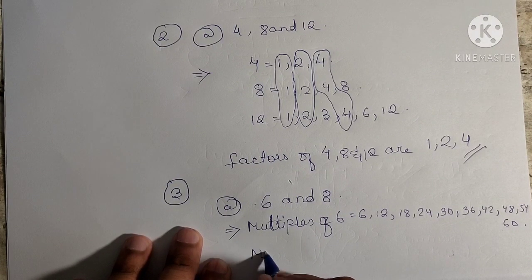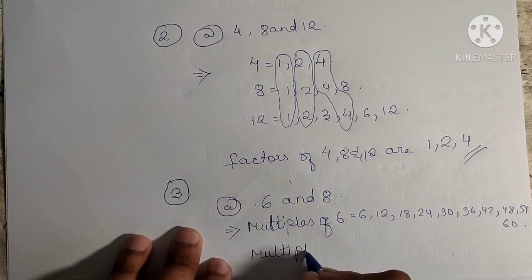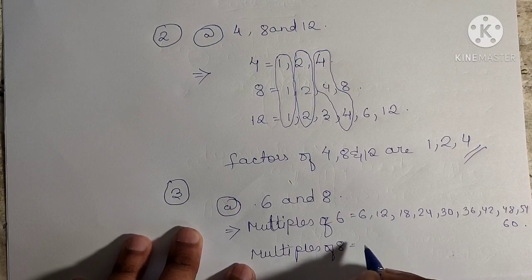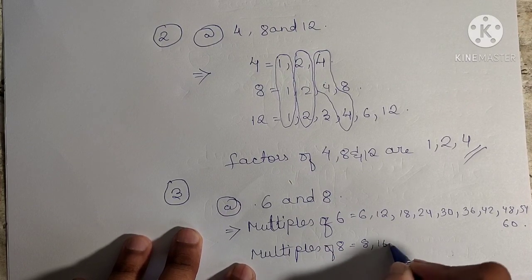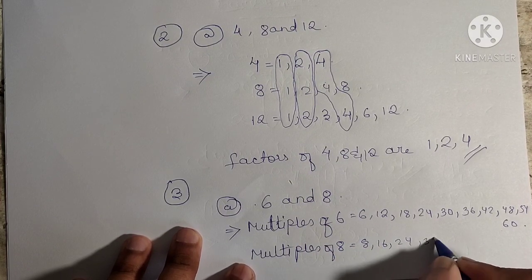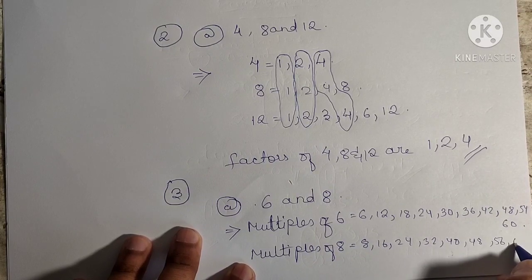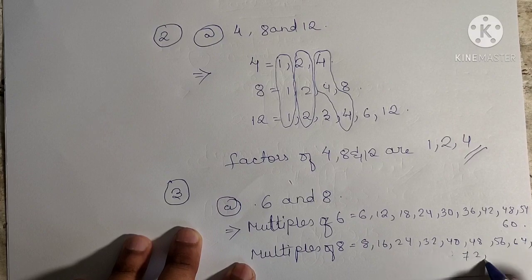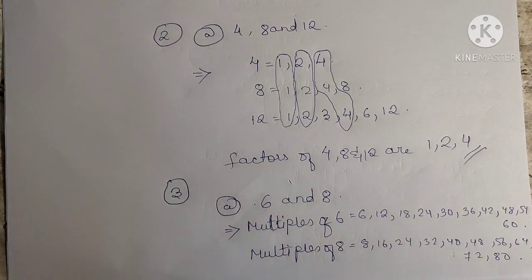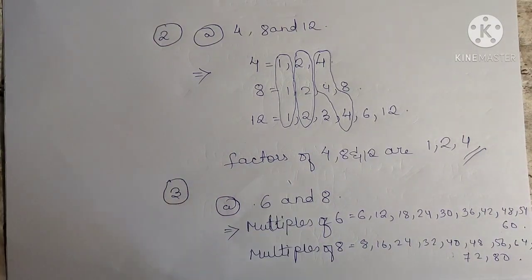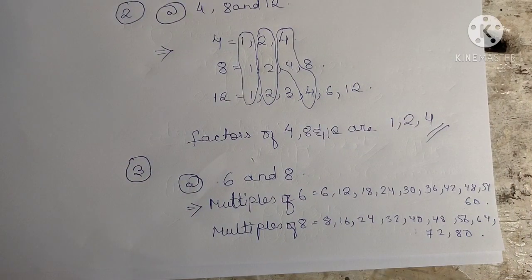What about multiples of 8? Write down on your own. Multiples of 8, you know the timetable always: 8, 16, 24, 32, 40, 48, 56, 64, 72 and then 80. So in between these multiples of 6 and 8, what you have to see is the first 3 common ones. Okay, what is common between them?